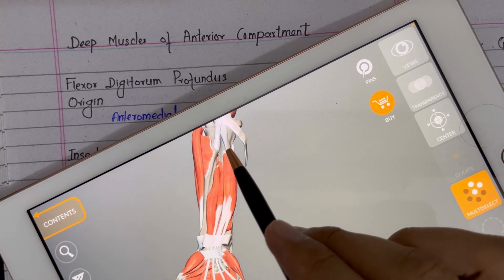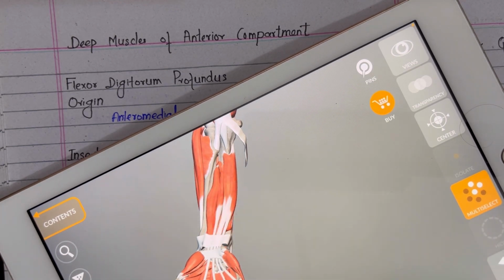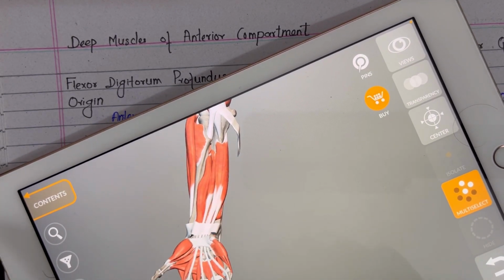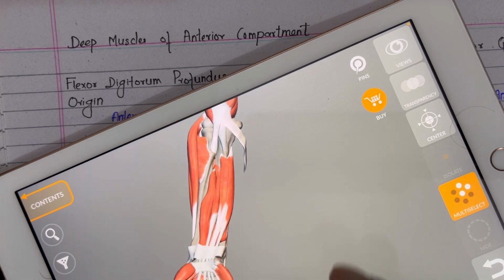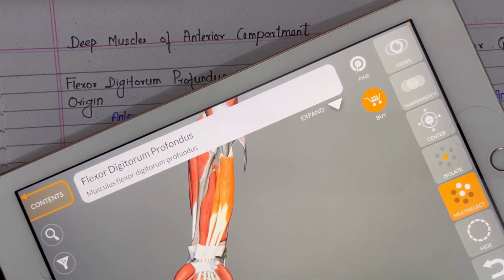So these are the deep muscles of the anterior compartment region, which are the flexor digitorum profundus, the flexor pollicis longus muscle, and the pronator quadratus muscle. We will discuss each muscle in detail one by one. Student, first we will discuss the flexor digitorum profundus muscle.